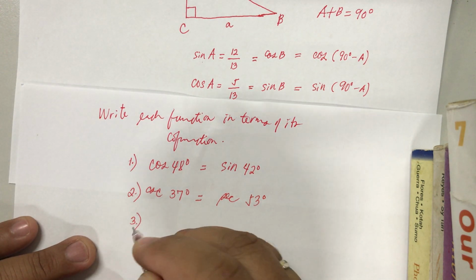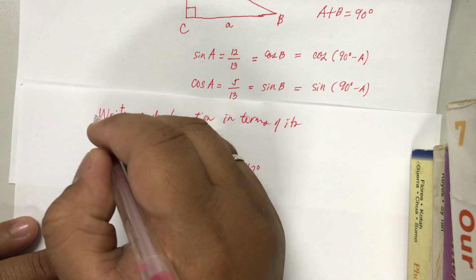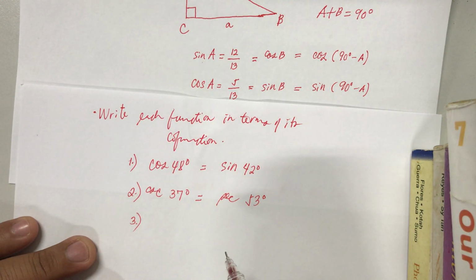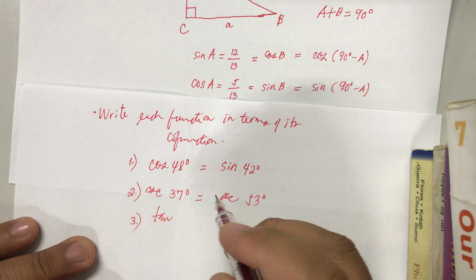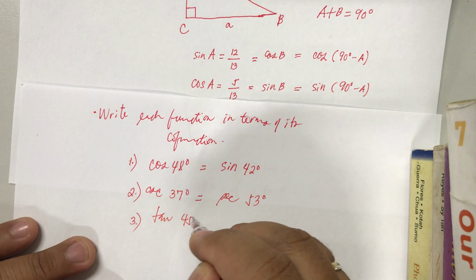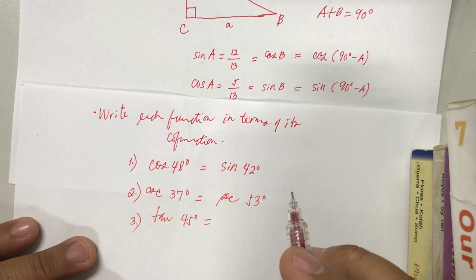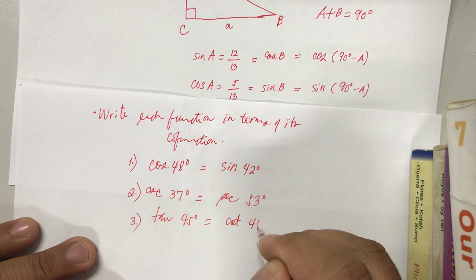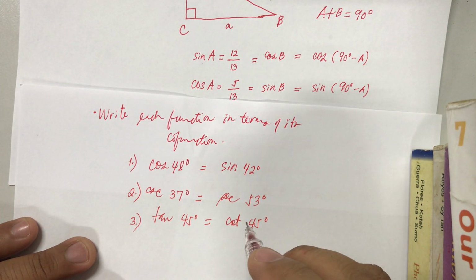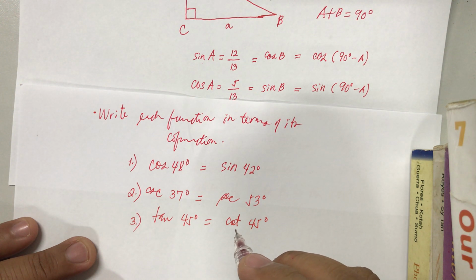Okay. Last example for this exercise. Say you have tangent of 45 degrees. Tangent of 45 degrees would be equal to cotangent of 45 degrees. 45 plus 45 is 90. The cofunction of tangent is cotangent.